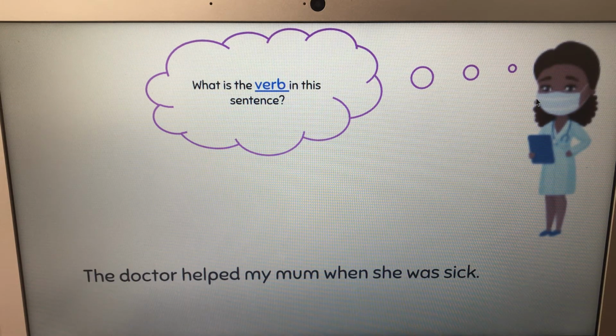Well done. The verb is helped. It's a past tense verb. It has the ed suffix at the end. The verb helped is a doing word. The doctor helped the mum.